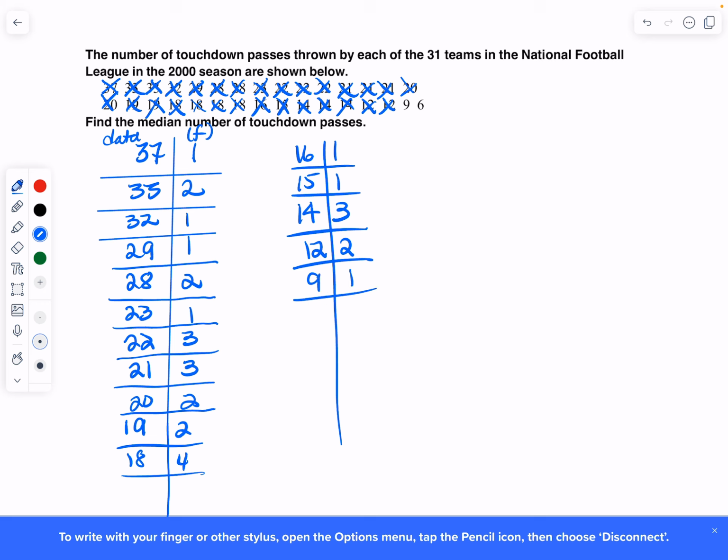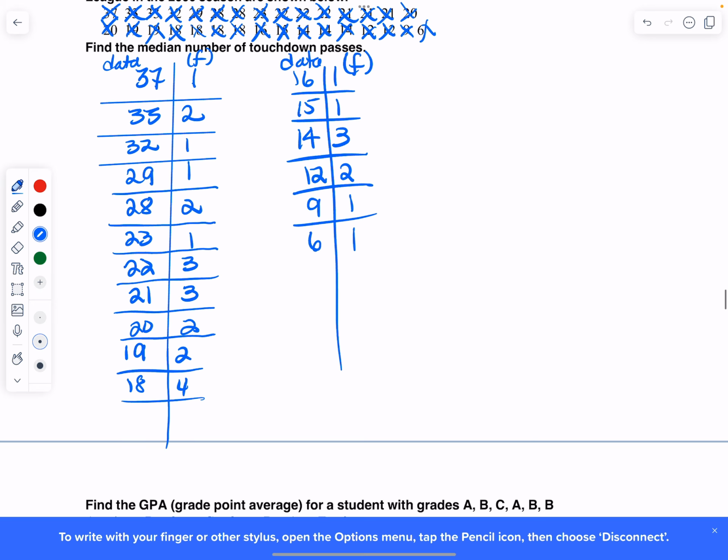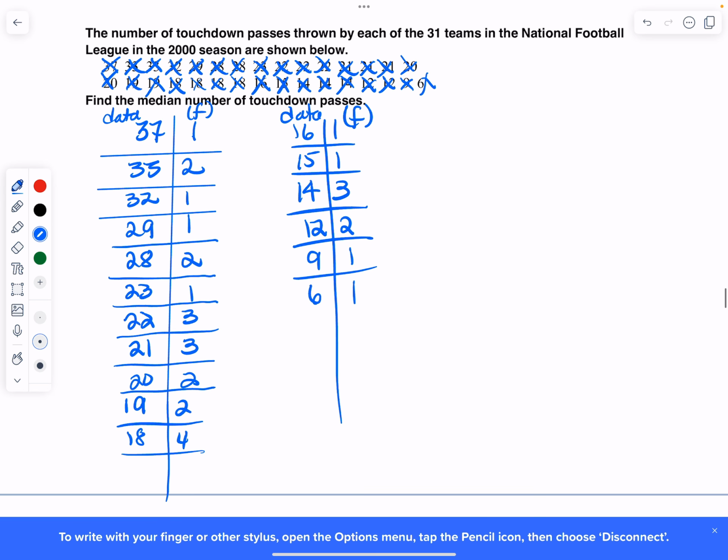9 is once, and 6 is once. Okay, and by the way, you don't have to make a chart like I just did. I did it just for clarity. Basically, you're just looking for the largest number of times something occurs. So again, if I look through the frequency, I'm looking for the highest number, and I see it here that 18 happened 4 times.